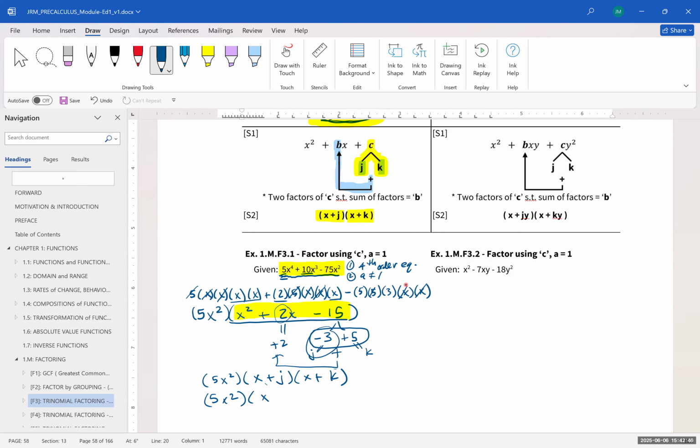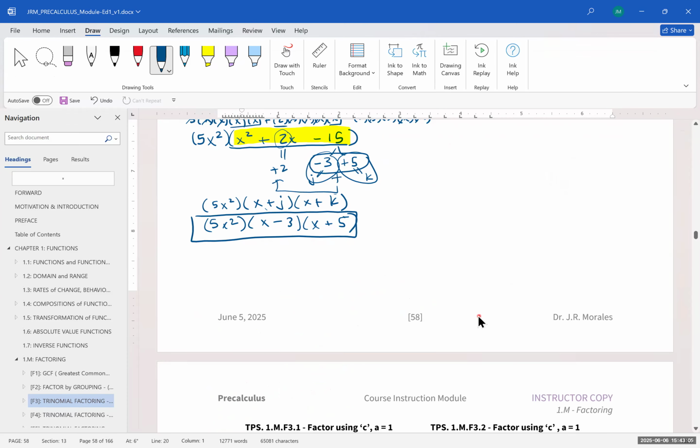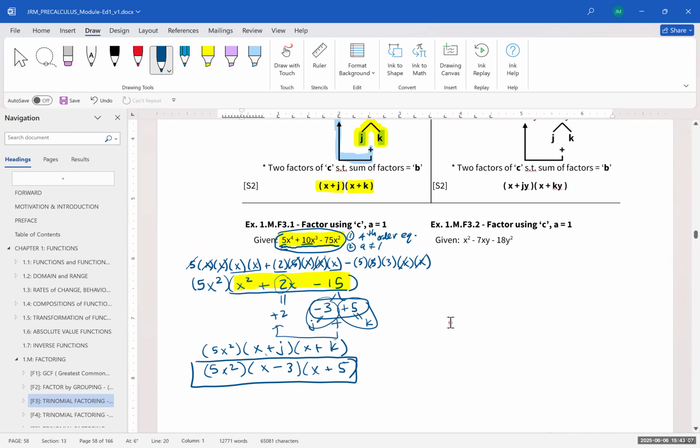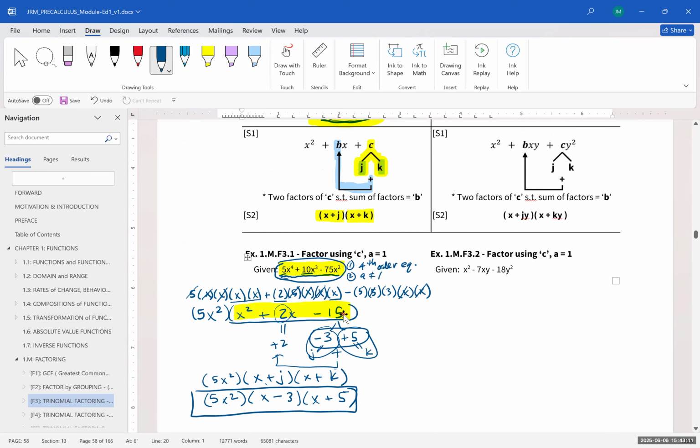And j is negative 3, and k is positive 5. So this is the factored form of that fourth order equation. Let's see here. I think I saw parentheses kind of fly away somewhere, or I don't know where it went. Okay, so this is one example.